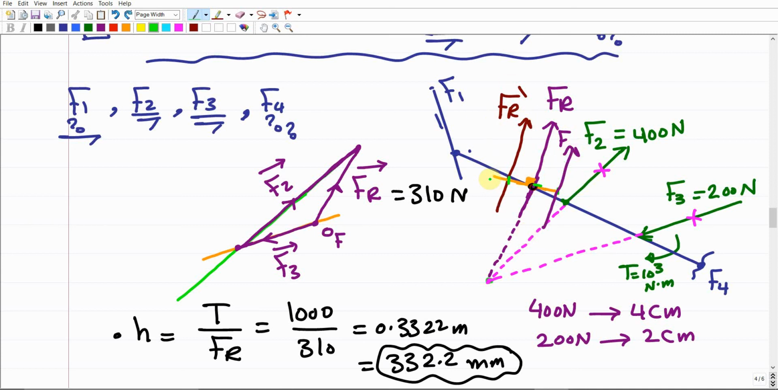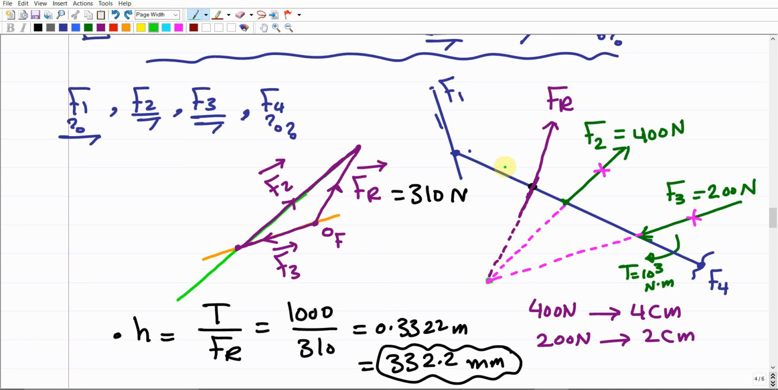So it works in this way. Again, I'm just going to repeat it. The objective now is just to combine this FR with this torque in one force. But this one force should be parallel to the original FR force. We already removed these two forces. So we're gonna draw another force that is completely parallel to this force with the same magnitude but shifted.